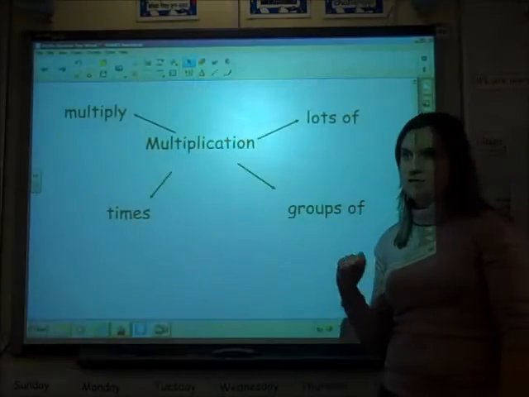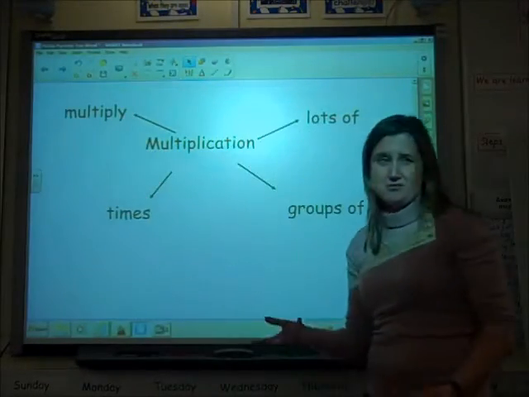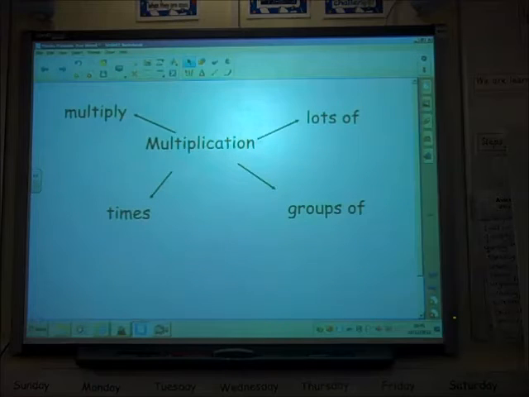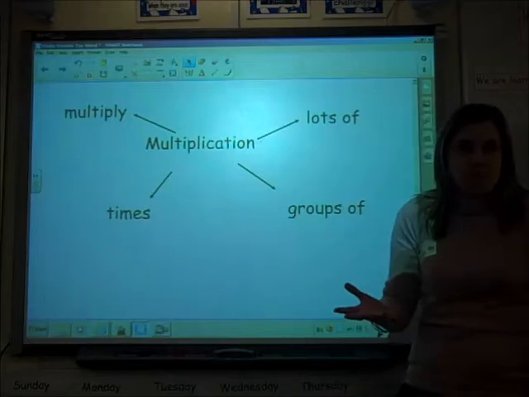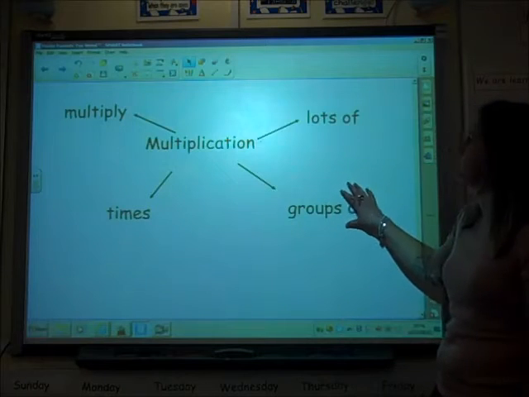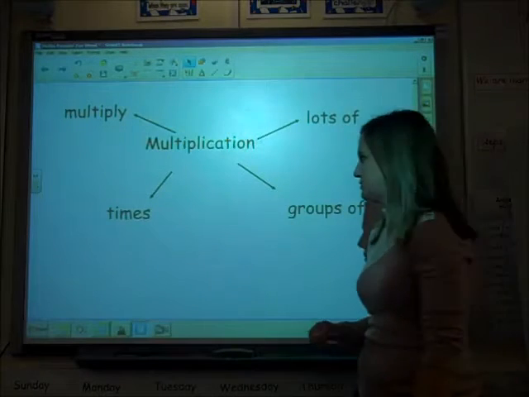Groups of and lots of. We say times, we say multiply, but that doesn't really mean anything to a child. Tables, these are tables, things you sit at. So if you say tables to children, what's that? So we talk all the time about groups of and lots of.